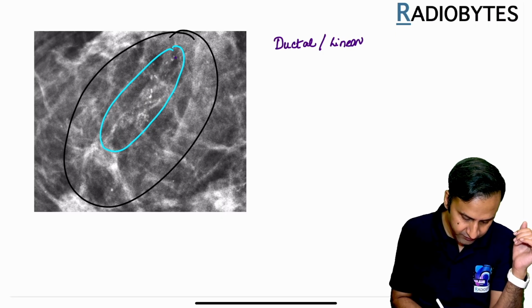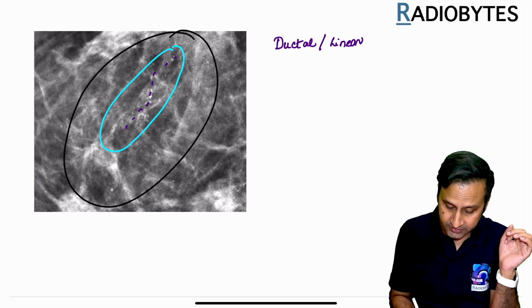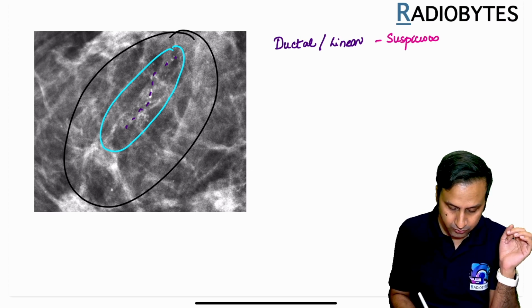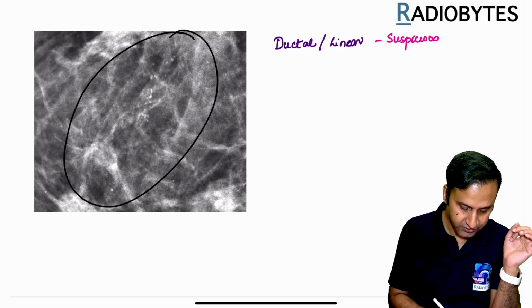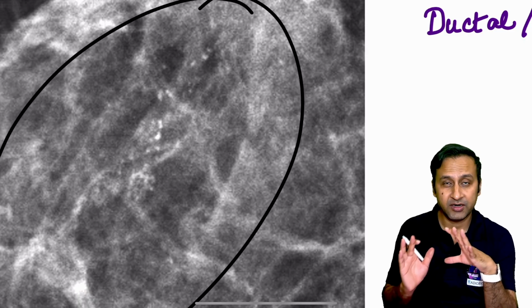As you can see here, all of them are arranged in this particular pattern. Fine. This is in itself a suspicious finding, number one. Number two, I want you to have a look at the morphology, something that we're discussing right now. So when I magnify it, I can see that there are multiple calcifications.